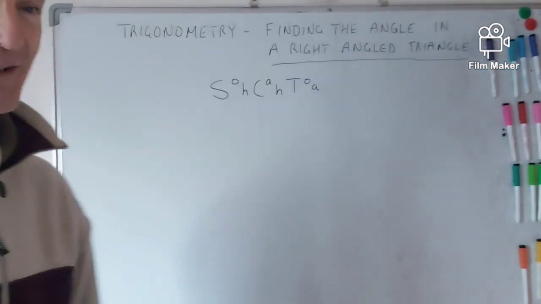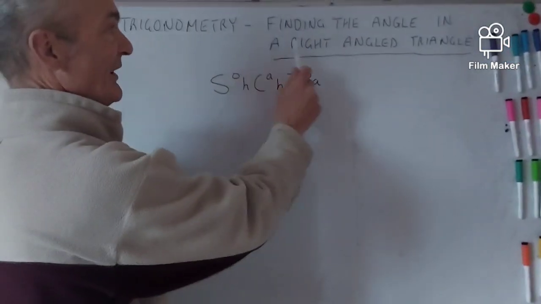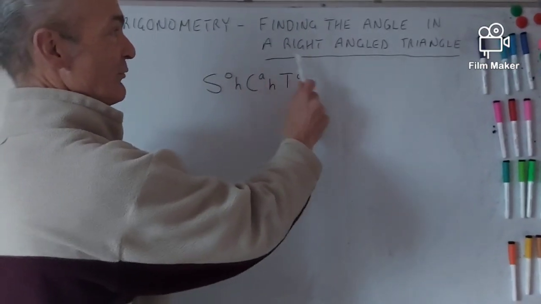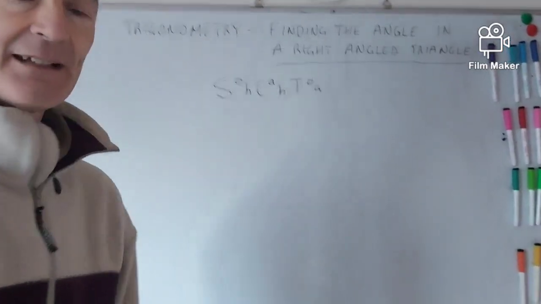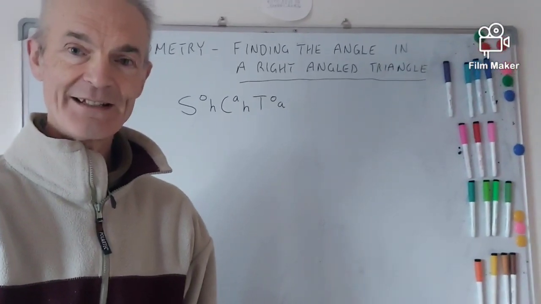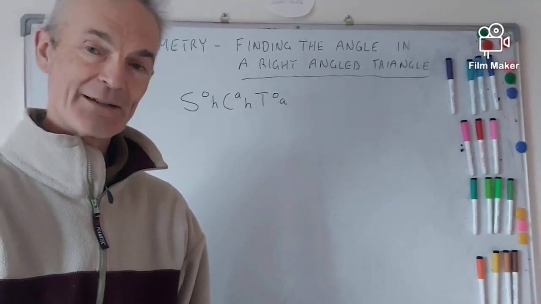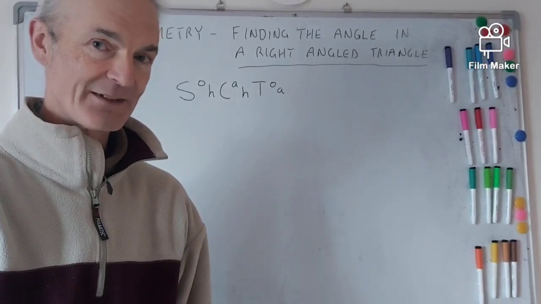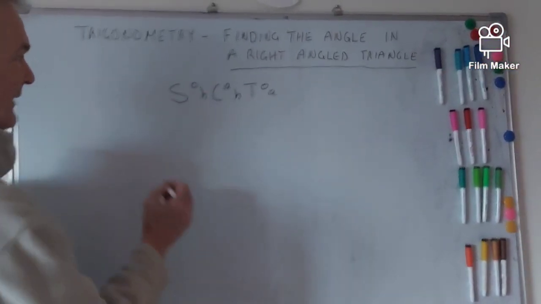Today we're going to be finding out about finding the angle in a right angle triangle. Now to do this we're going to be using SOHCAHTOA. Now I've done a video on this already, so I'll put a link below for you to check that one out. So let's get on with it for today. So we're using SOHCAHTOA, as I say, so we need a right angle triangle.